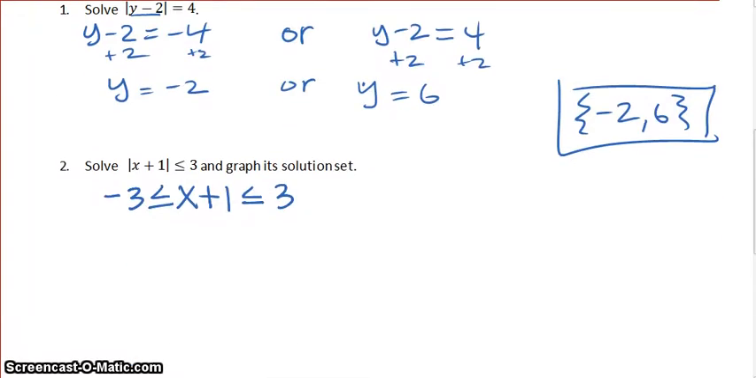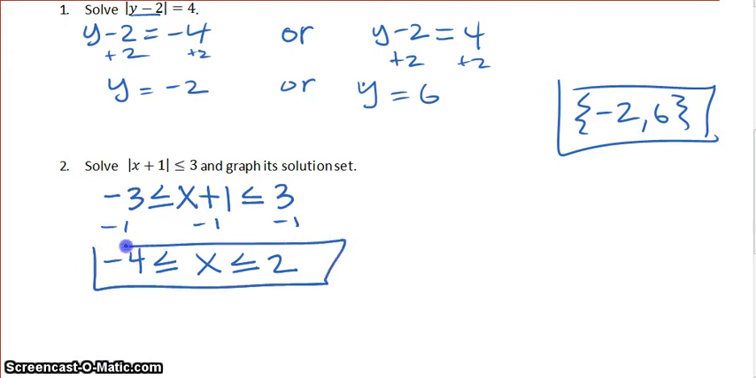So once I rewrite this, it is now a conjunction, an AND problem, so I can solve it. So I subtract 1 on every side. I get -4 is less than or equal to x, which is less than or equal to 2. This is my answer. And I know I can easily graph its solution set because -4 and 2, and I know x has to be in between and it's included. So closed dot, closed dot.